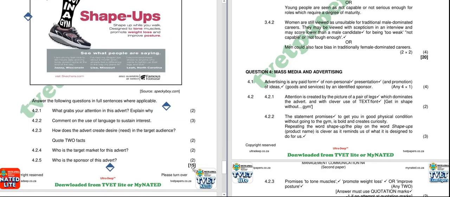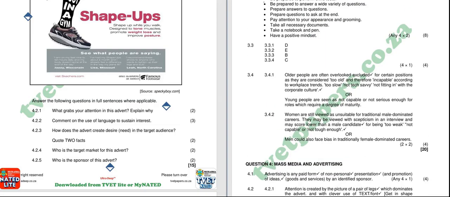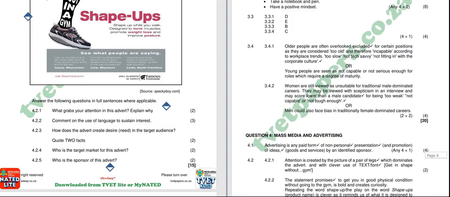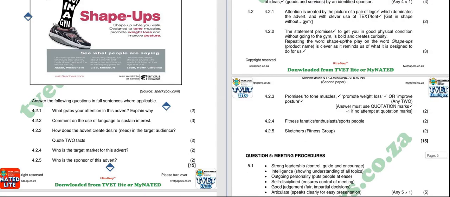4.2.3, how does the advert create desire or need in a target audience? Quote two facts. So that's 4.2.3. So in response to that, promises are to tone muscles and then also promises weight loss or improve posture. So those are the responses.